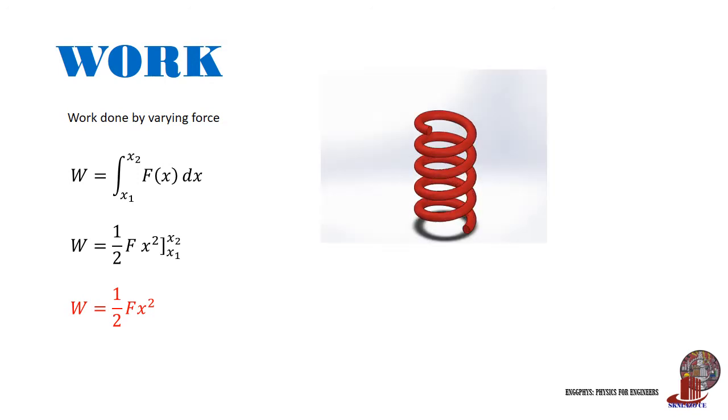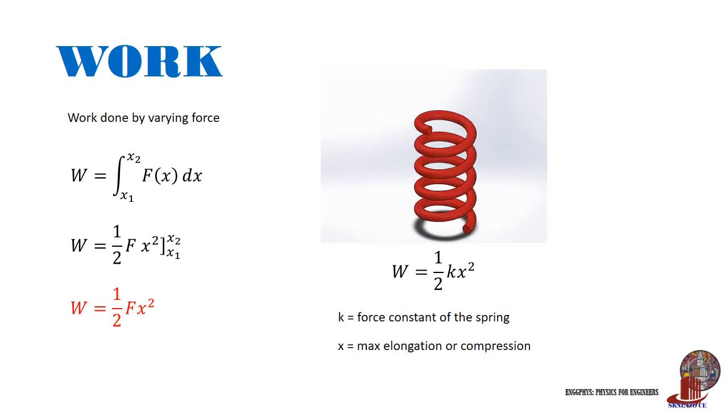By simplifying it, we get W is equal to half of F multiplied by x squared, with our upper and lower limits as x sub 2 and x sub 1, which can then be further simplified into W is equal to half of F multiplied by x squared. A classic example of work using varied force is the spring, having the formula W is equal to half of k times x squared, where k is taken as the force constant of the spring and x would be the maximum elongation or compression.